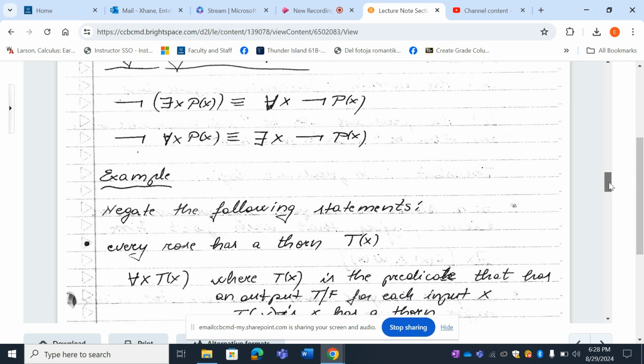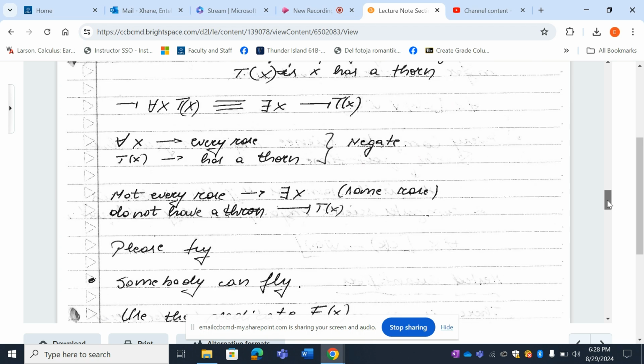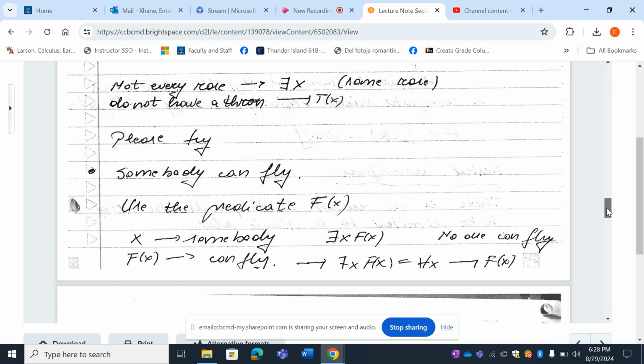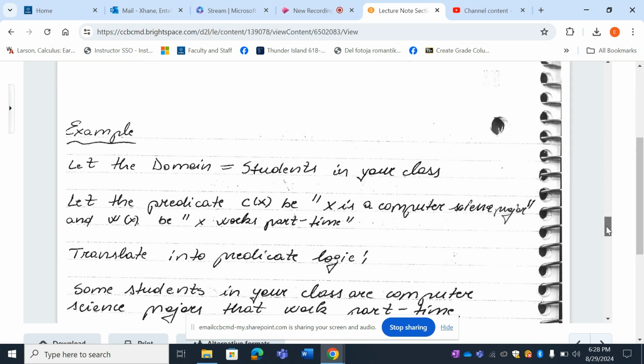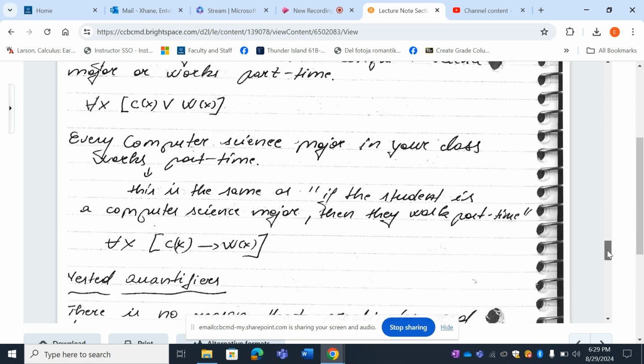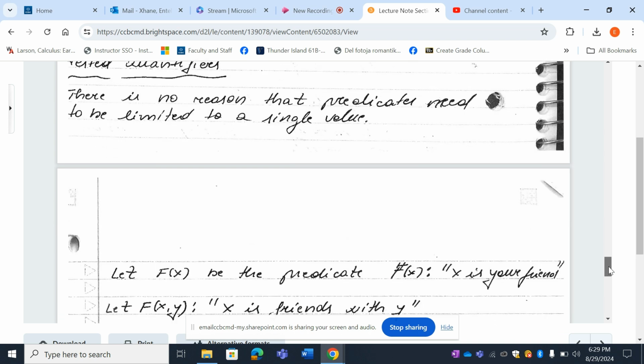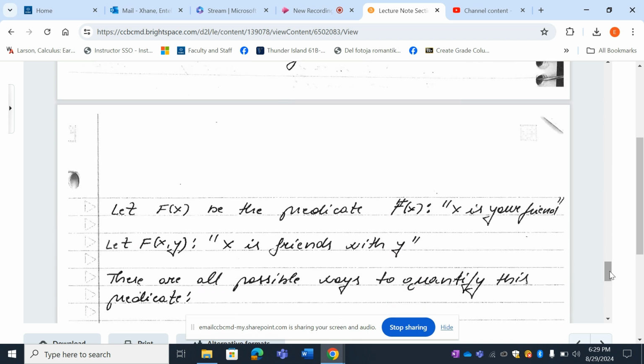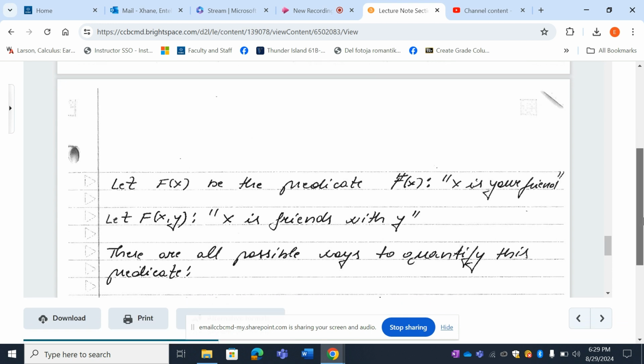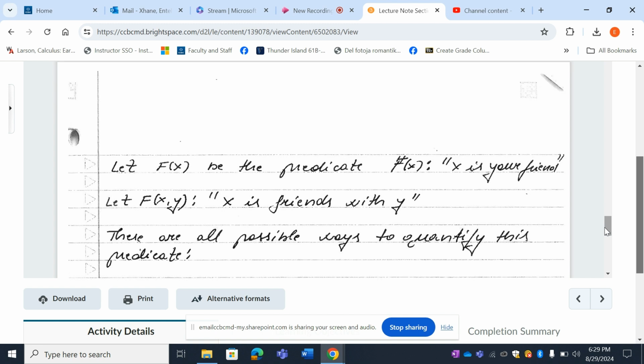And then I'll let you look at this nice example, including the negation part of it. And then I'll transition finally into an example with two variables. There are two good examples for you to see with one single variable, but there's no reason for us to think that predicates are functions of a single variable. As you have seen with other examples, two variables can be involved. So let f of x be the predicate that x is your friend. And now I'm going to define f of x and y, so two variables, which means x is friend with y.